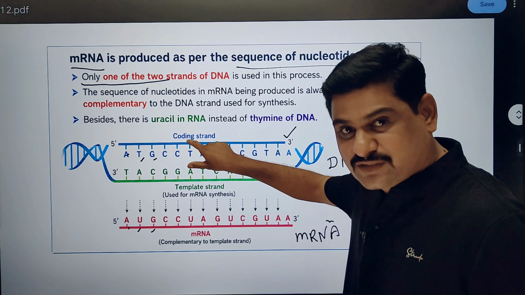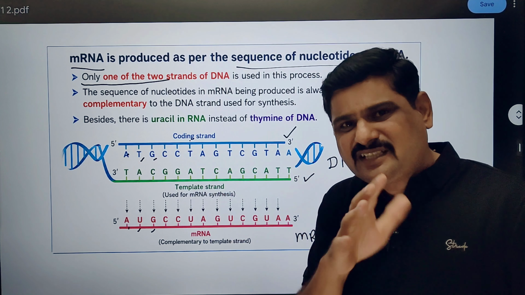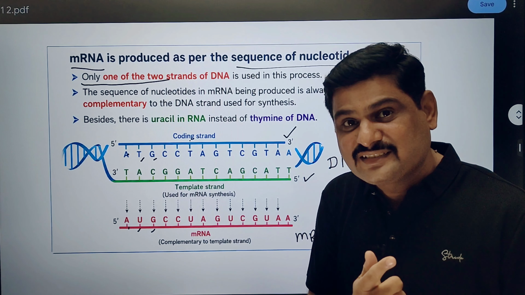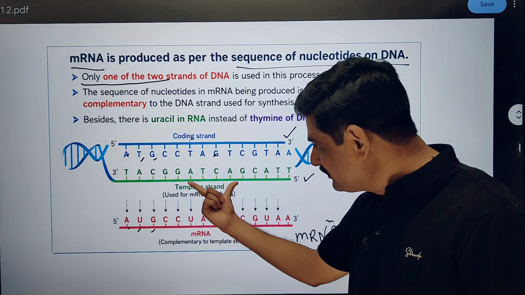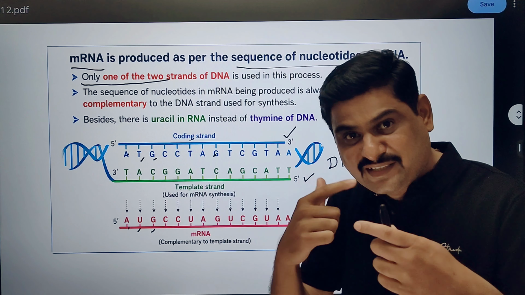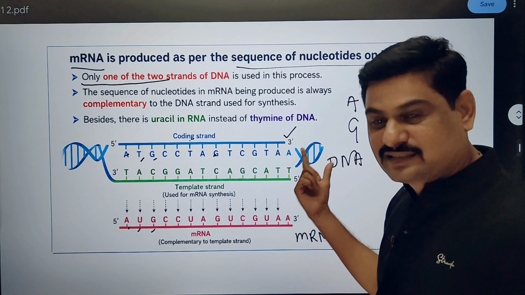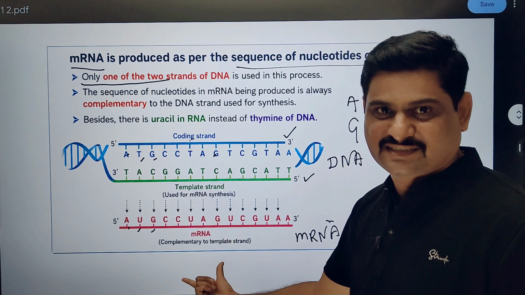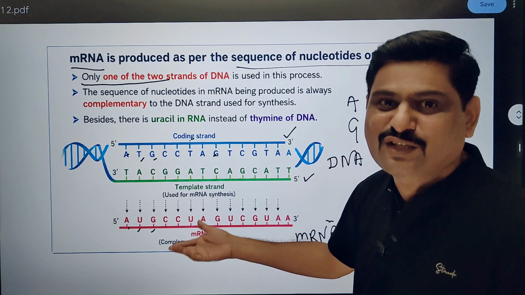So this strand, which we called the coding strand, we are not interested in it. Why are we not interested? Because this strand's information is not used. The information used to make the RNA is in the green one. So my mRNA is complementary to green. Complementary means opposite to that. So mRNA is complementary to which strand of DNA? The strand of DNA which is used to make it. Not blue. With blue it is not complementary.